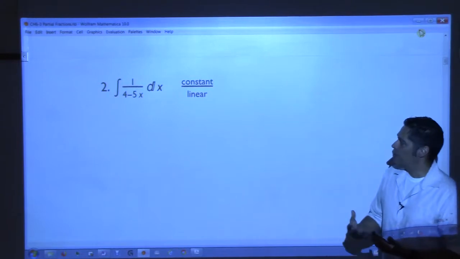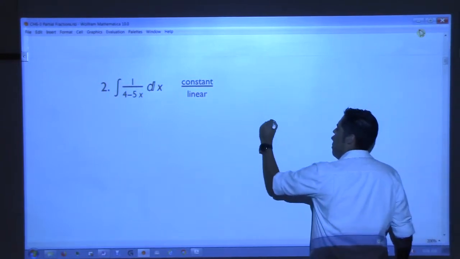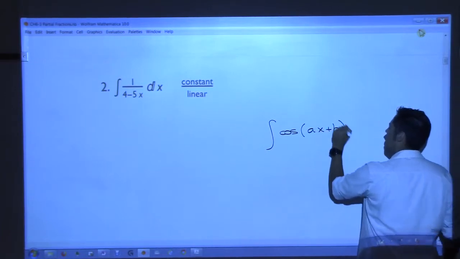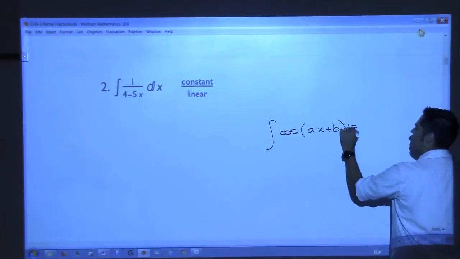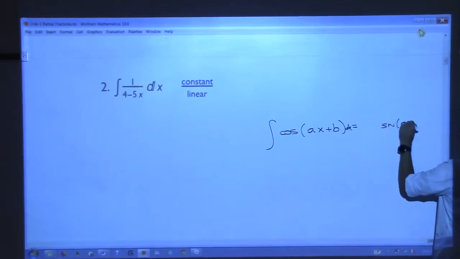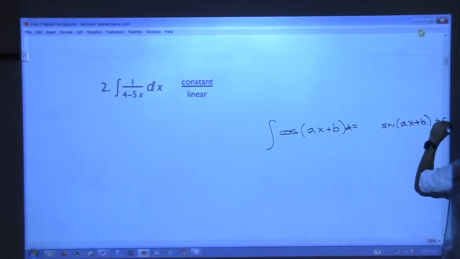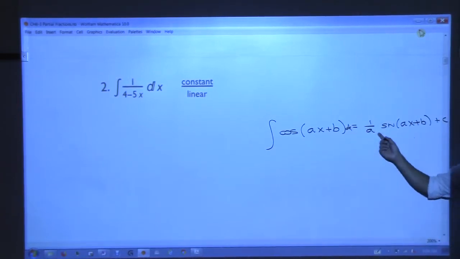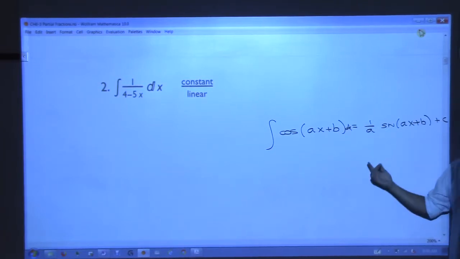Another way to look at this is, do you remember when we were doing things like cosine of ax plus b dx? Do you remember that the antiderivative of this is going to be sine ax plus b? But what do we have to do out front? 1 over a. And didn't that 1 over a compensate for the fact that when we take the derivative of this linear expression, the a is going to pop out and we want to kill it off? Same exact thing here.